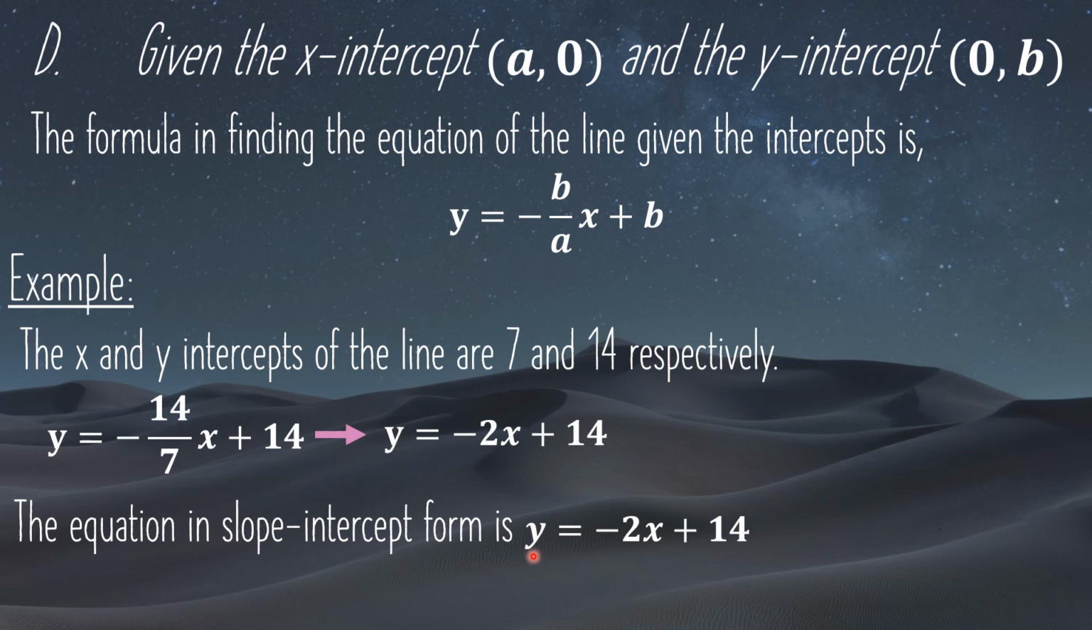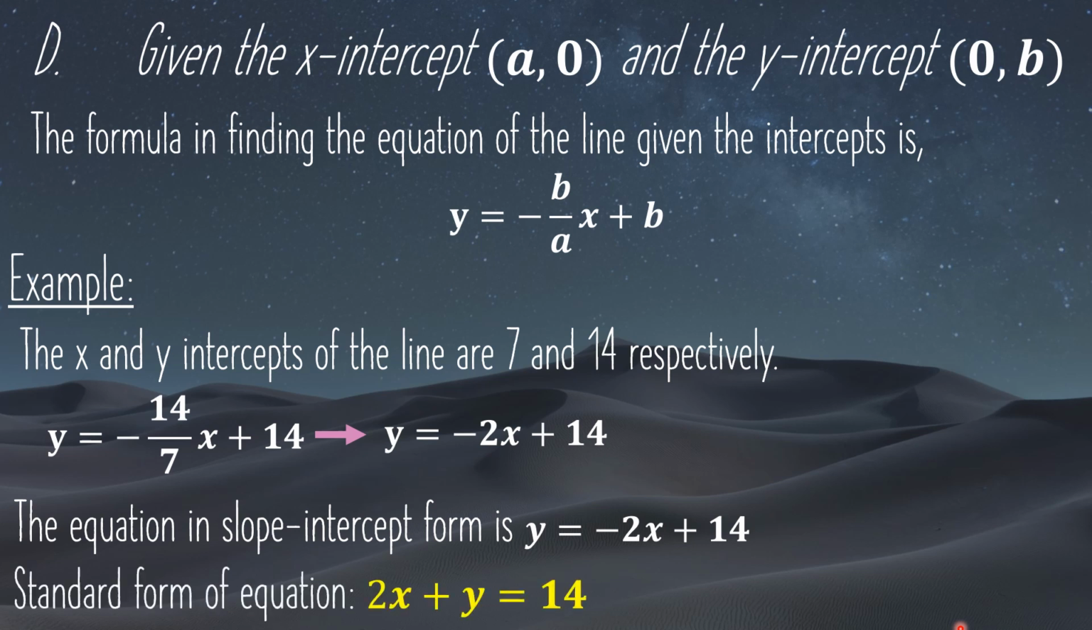As you can see, walang numerical coefficient ang y, so ito na yung final answer natin ng slope-intercept form. And then, the standard form of equation will be positive 2x plus y equals 14. Because when we transpose negative 2x to the left side, this will now become positive. And that is the final answer.